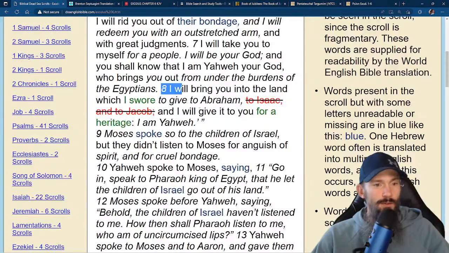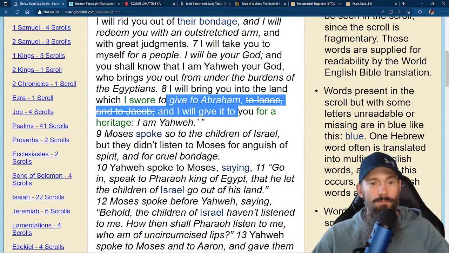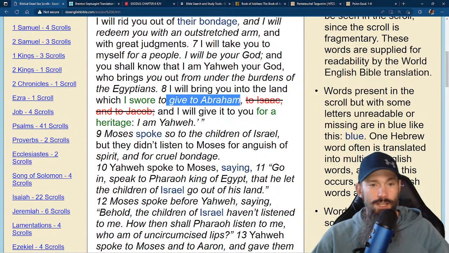So it's interesting. So he swore, the promise was to Abraham, and to his seed. So they may have just added Isaac and Jacob in there.